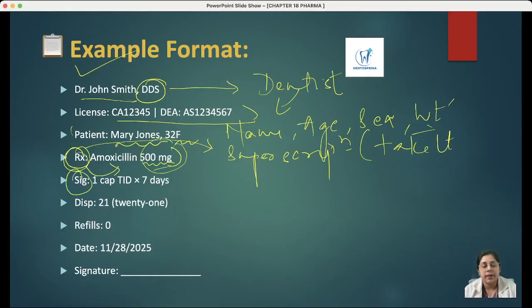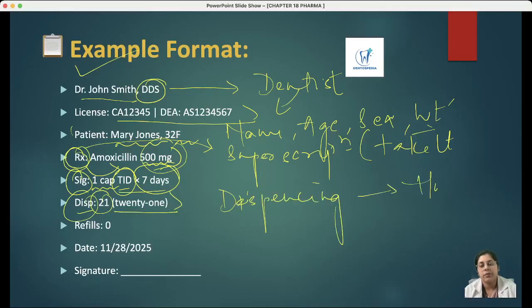Signa, that is, I have told you about the dosage, that is one capsule has to be taken, how much time, frequency, how much duration, these are there. Dispenses, that is 21 dispenses. Dispenses means how much drug they have to take and buy.